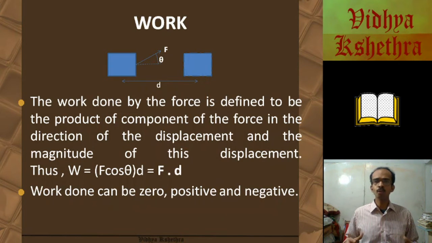Work done is positive when there is an energy gain. That is, work done is positive if, for a body moving with a velocity v, the velocity increases when a force is applied. On the other hand, if the velocity decreases, or there is deceleration, then the work done is negative.